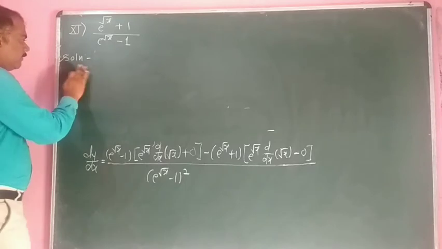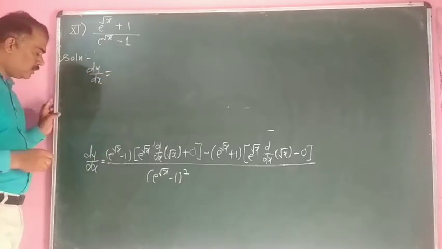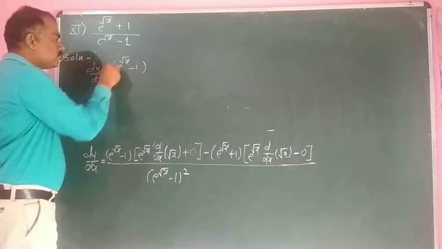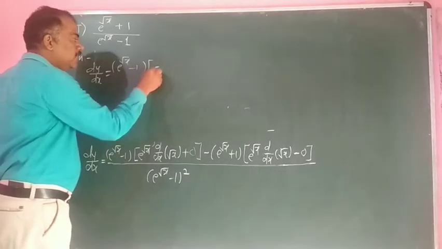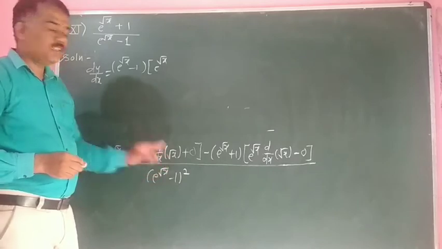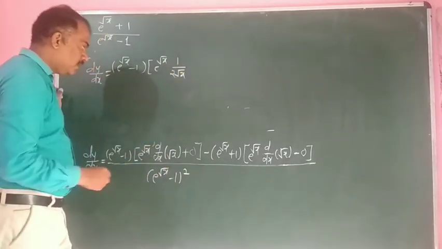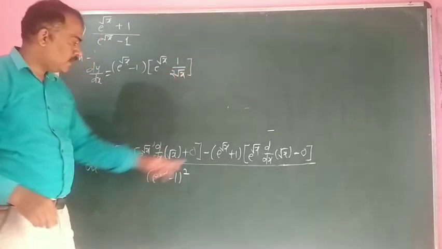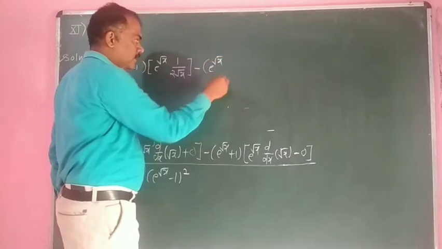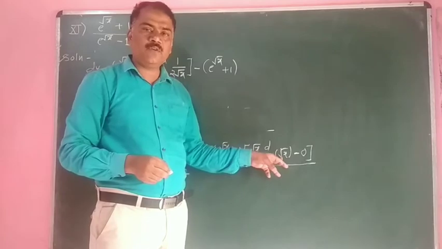What do you have to get? dy by dx is equal to (e raised to root x minus 1) into e raised to root x. What is the derivative of root x? It is nothing but 1 upon 2 times root x, standard formula, minus (e raised to root x plus 1). Again here, what is the derivative of root x? 1 upon 2 times root x.